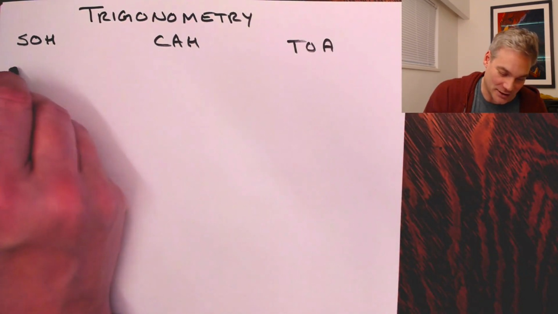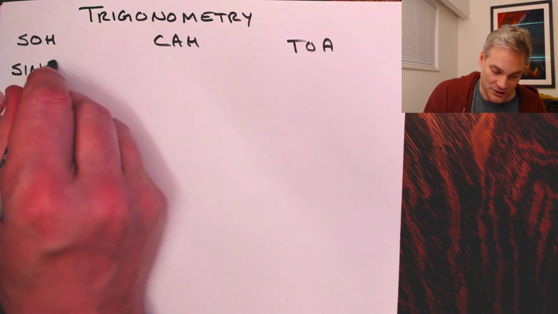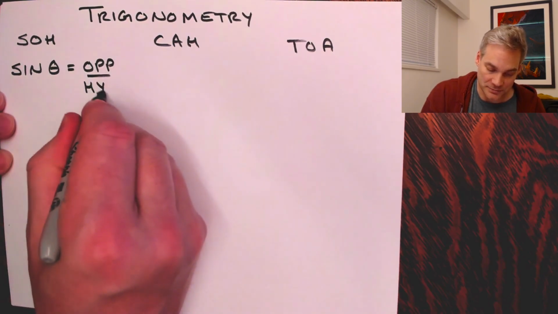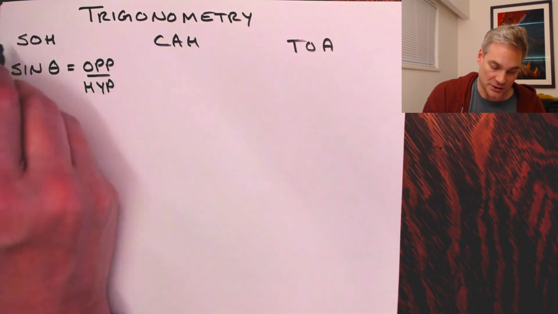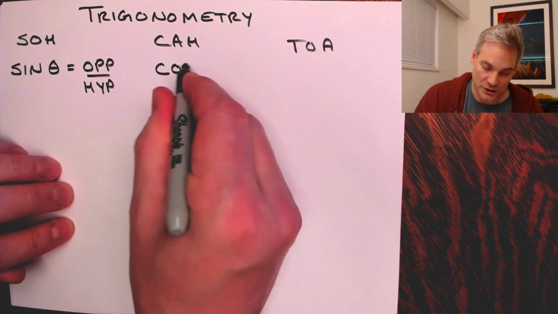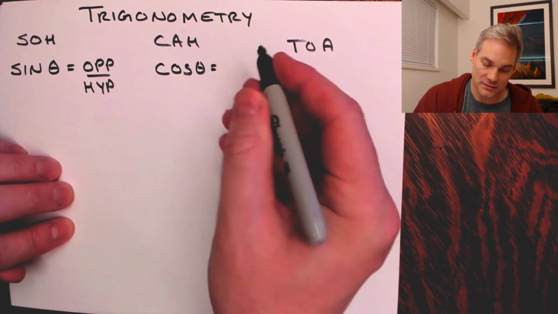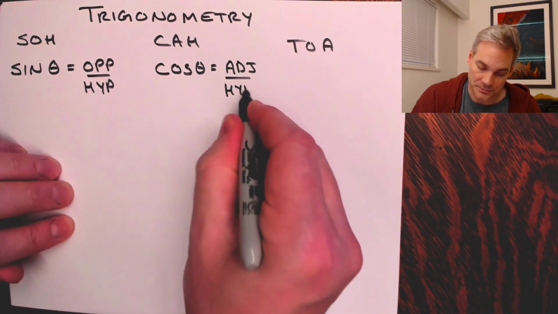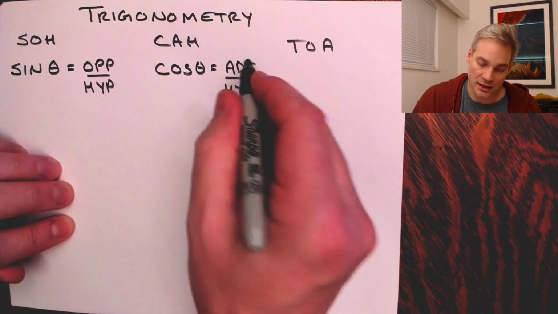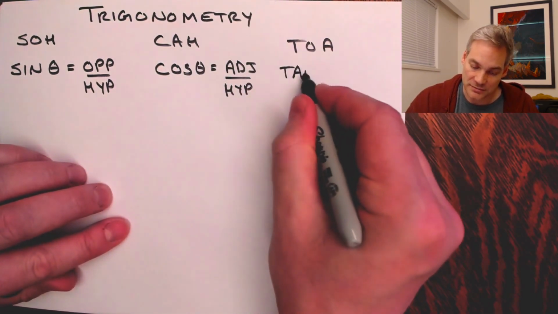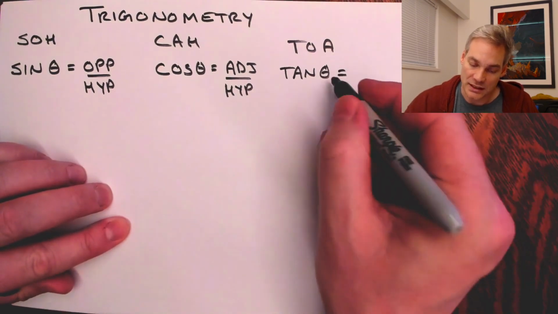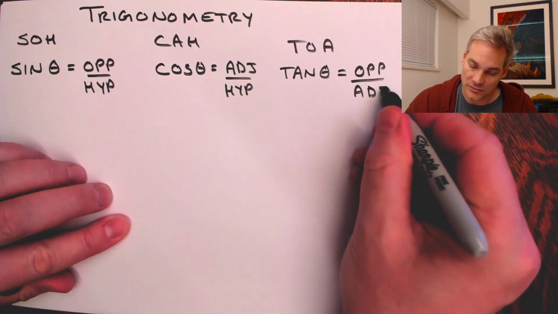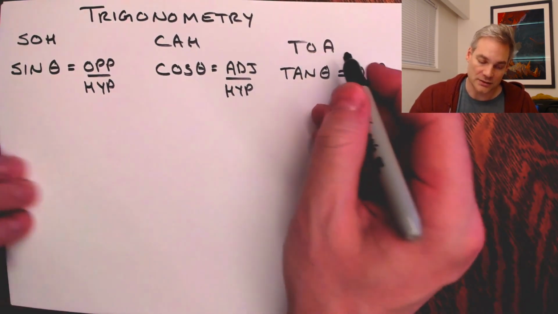It seems like a crazy thing, but sine of some angle is the opposite over the hypotenuse. SOH. Then we have the cos of some angle is the adjacent over the hypotenuse. CAH. And then we have the tangent of some angle is the opposite over the adjacent. TOA. So SOH CAH TOA.